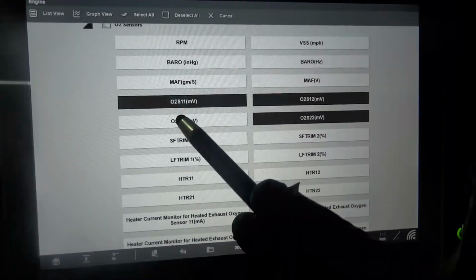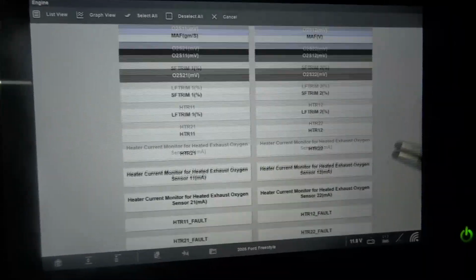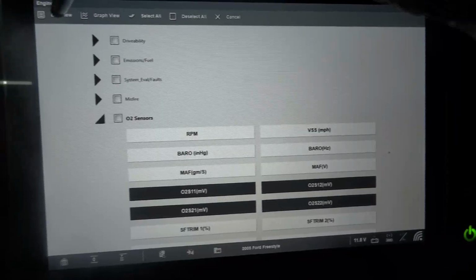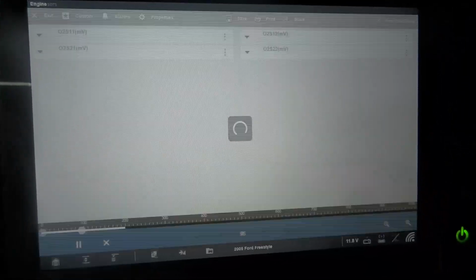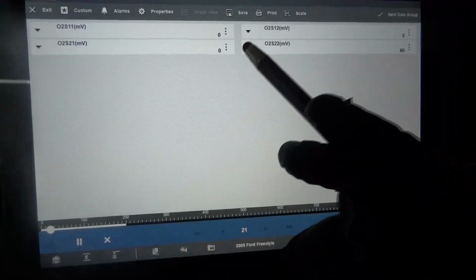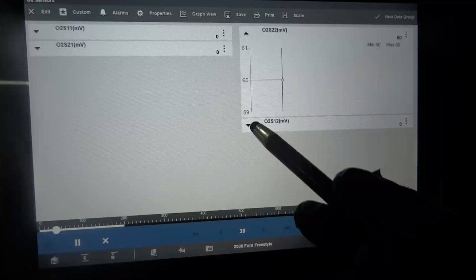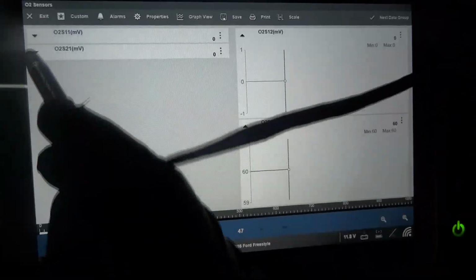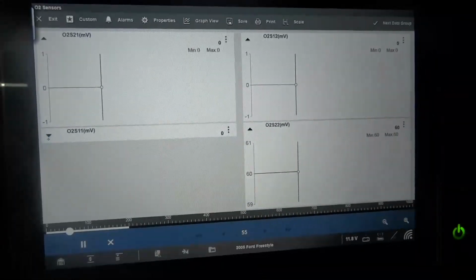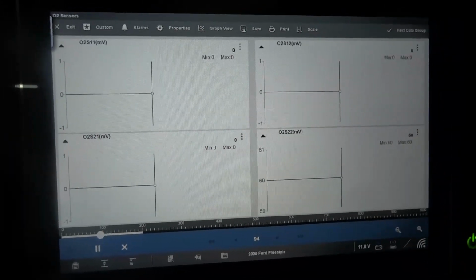Actually, I can also grab the pre-CAT O2 sensors just for the heck of it. So now let's list these PIDs. We're gonna graph these. So right off the bat, I see a difference. What do you guys see? Look at all this data. Key is on, engine is off.